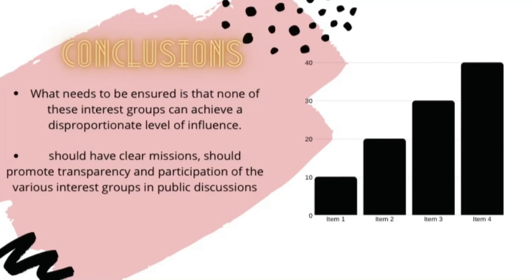And in negotiation between regulatory agency and regulated firm, the regulatory agency should have a clear mission, should promote transparency and participation of the various interest groups in public discussion and negotiation, and be provided with adequate human and financial resources, adequately remunerate their expert technicians, and promote their professional identity as regulators.